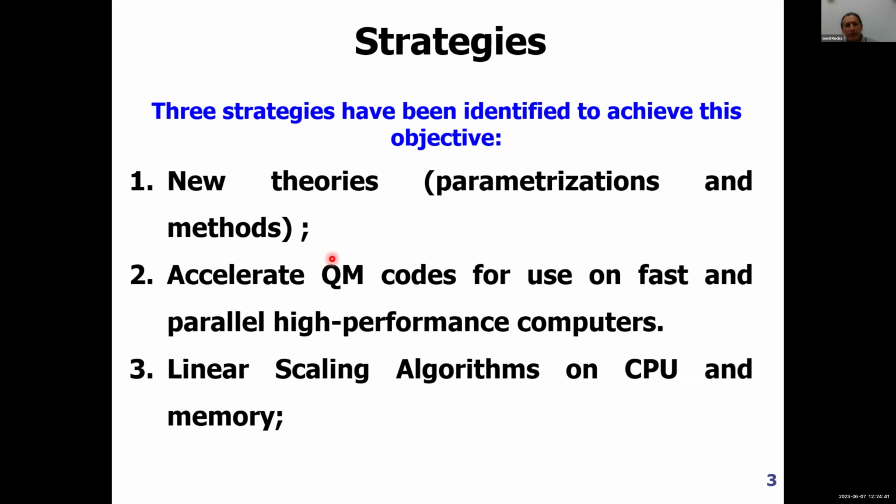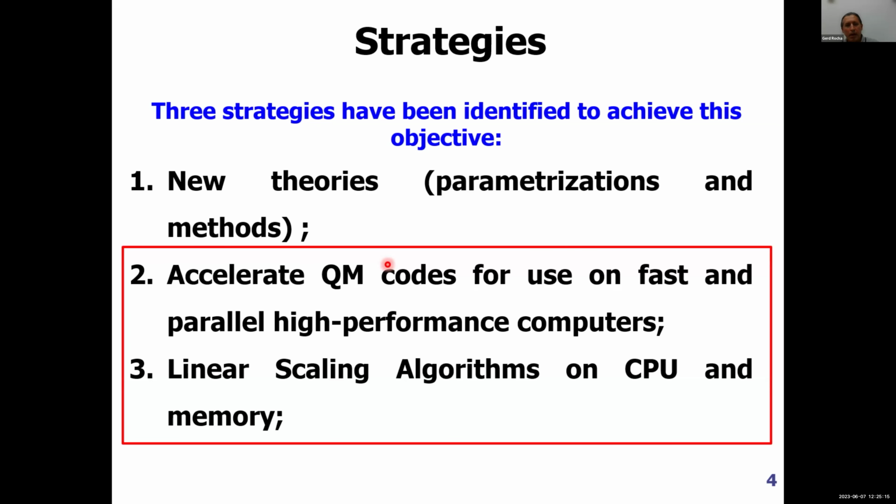And another point is to accelerate QM codes using fast and parallel high performance computers. And another strategy is coding or programming new linear scaling algorithms to avoid some bottlenecks in the SCF algorithms. In this presentation, I talk about these two points here.